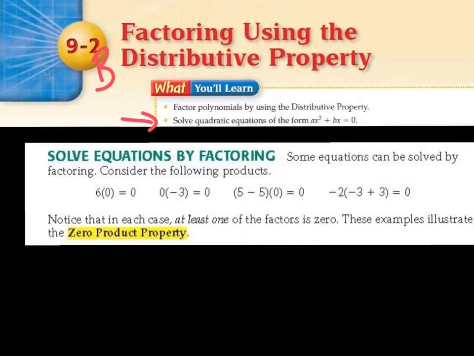Consider the following products. 6 times 0 equals 0. 0 times negative 3 equals 0. 5 minus 5 times 0 equals 0. Negative 2 times negative 3 plus 3, which adds up to 0, equals 0. Notice in each case, at least one of the factors is 0. These examples illustrate the zero product property.